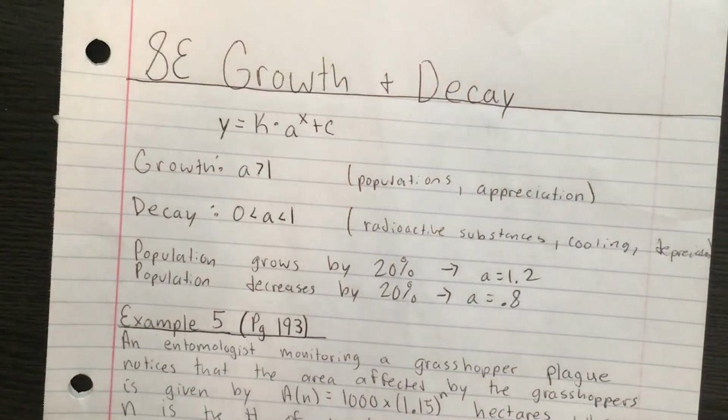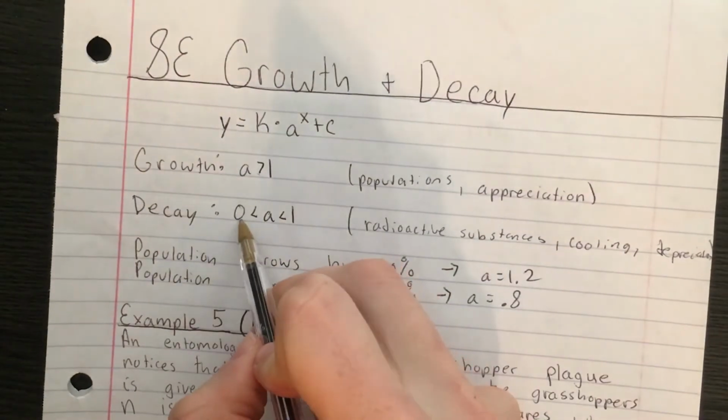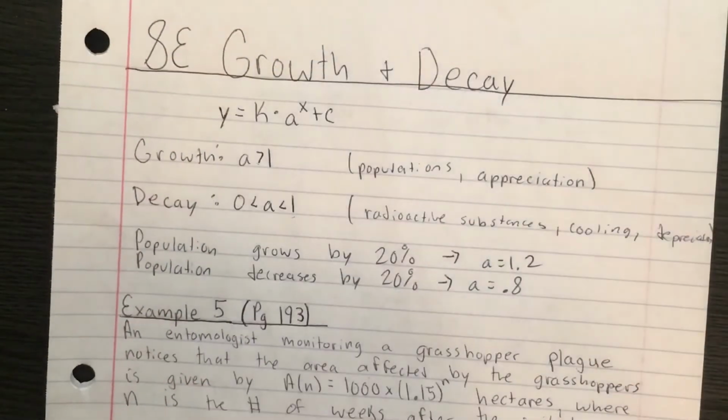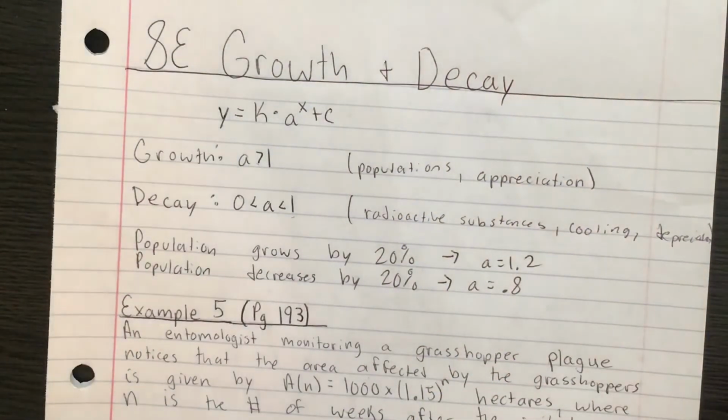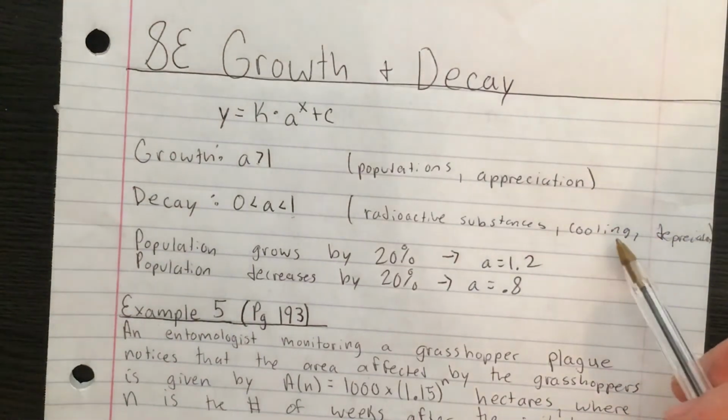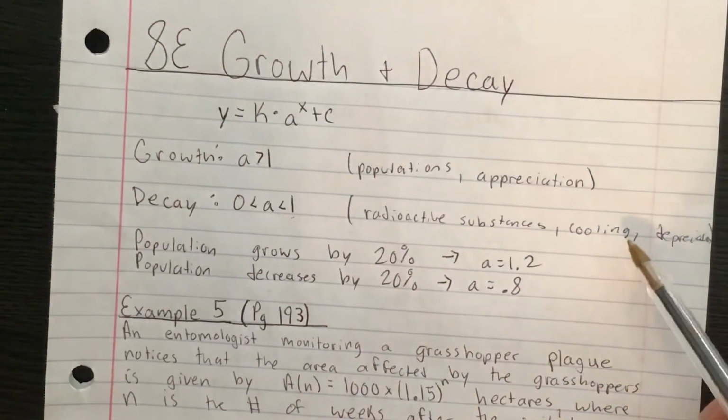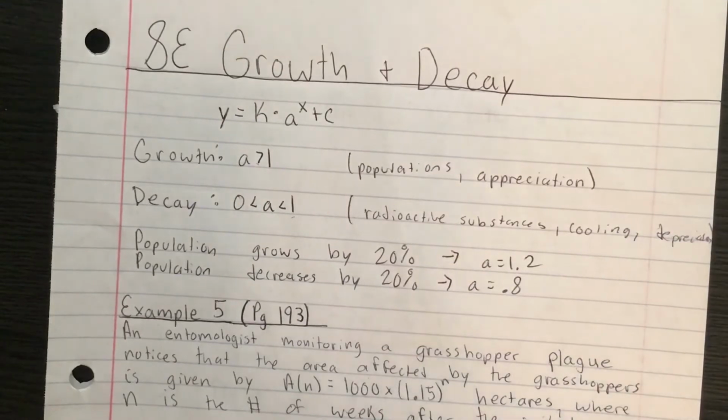And then you'll see decay when that a value is between 0 and 1. If it's like 1/4, you're cutting something in fourths each time repeatedly. You'll see that a lot in radioactive substances, like carbon dating or radioactive decay in general, and in the cooling of objects. If you've got something hot, it loses heat very fast and then slowly levels off. And also depreciation, which we've talked a little bit about as a class.